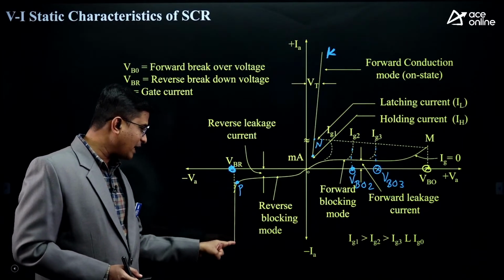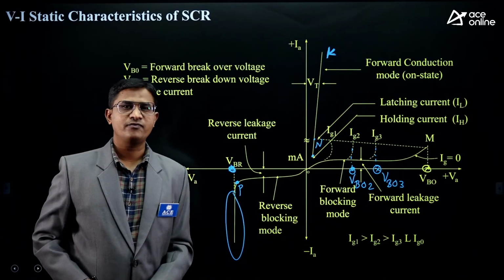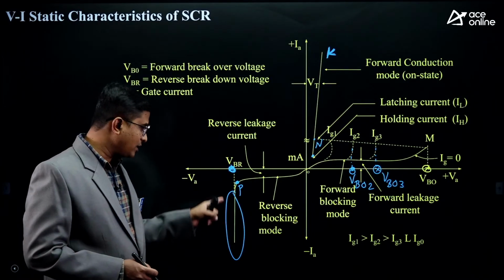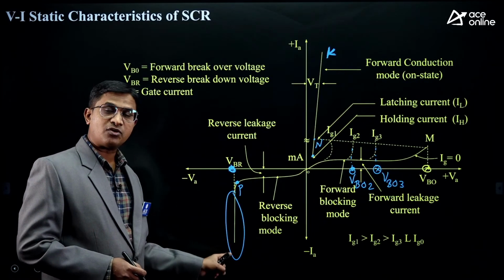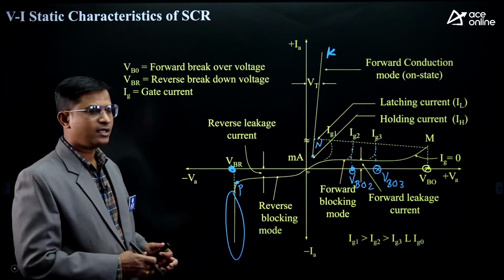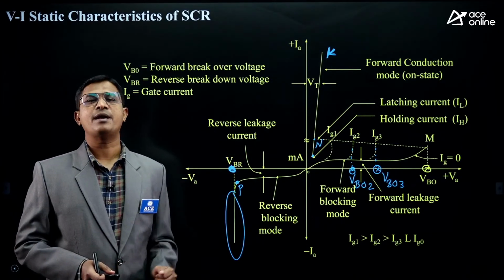This vertical line characteristic is only for theoretical understanding. We cannot control this current in a practical way. In the practical case, if you maintain this much voltage across the device, your device will surely get damaged.